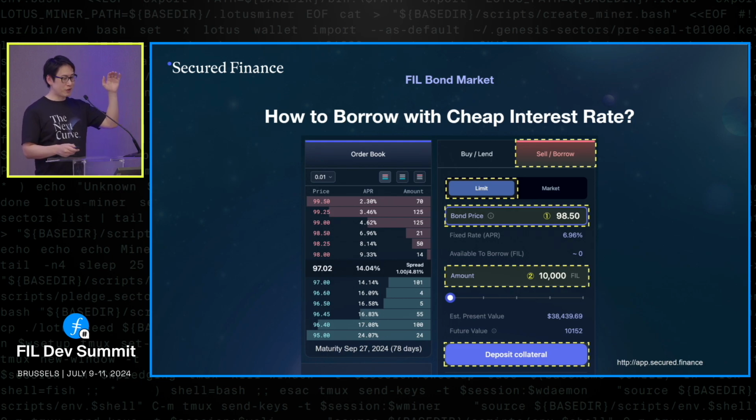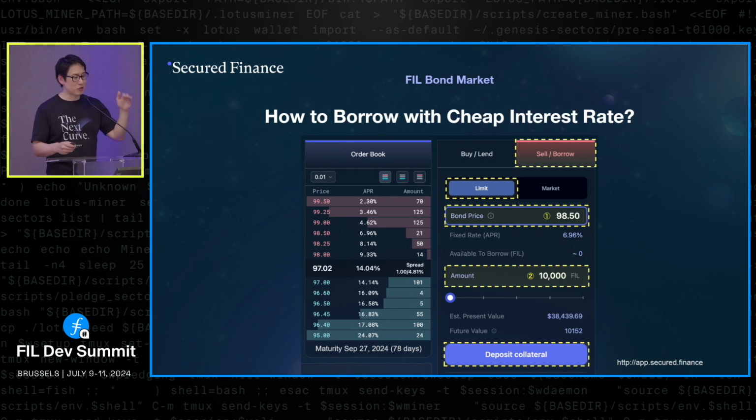But anyway, you have to choose either lend side or borrow side. Lend is to buy bonds, and borrow is to sell bonds. You can choose borrow, and then you choose limit order. You can also choose market order. Basically, market order just bypasses placing the order in the order book. It just takes the market.